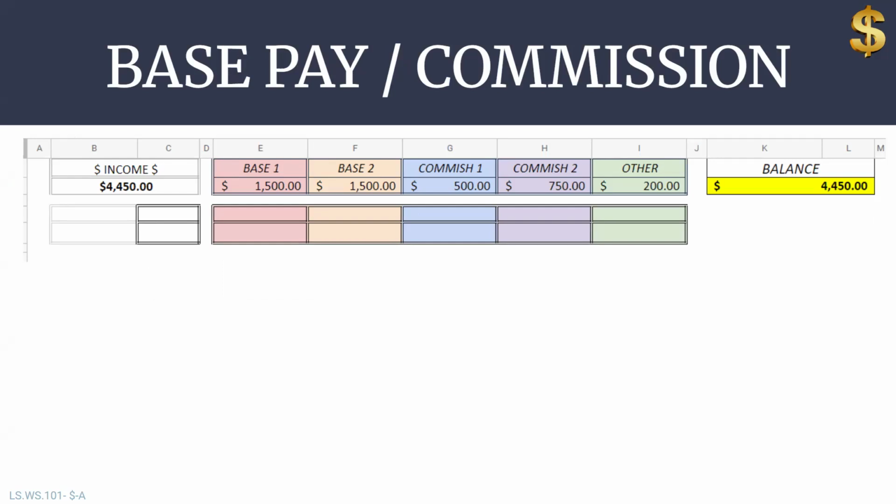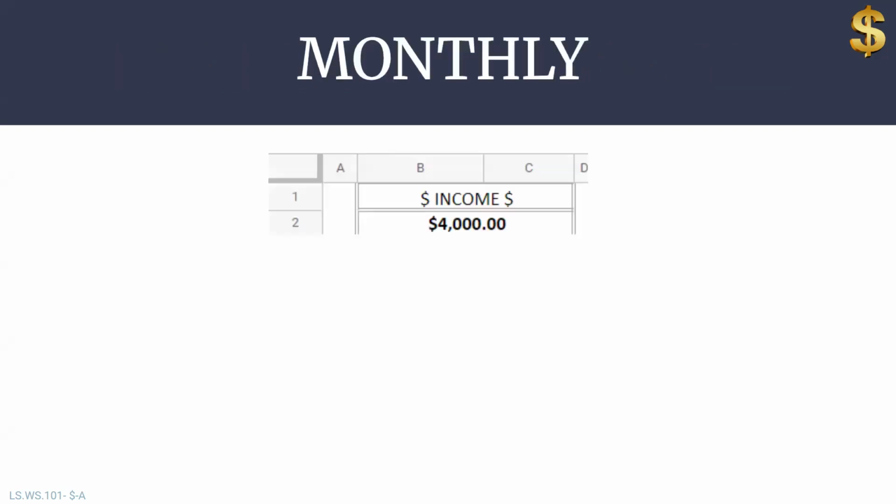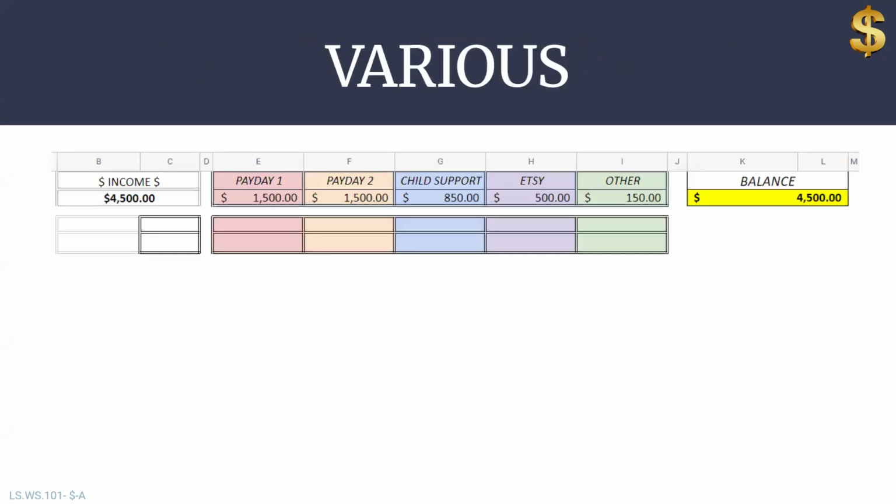If your base pay is every 2 weeks, then that is your column E, column F. And then you can add in however many commissions you get. If you get commissions every week, you can add in all of those, and it would look like that. Monthly is the best because it's the easiest: you set it up and then you don't have to think about it. We'll talk more about that later.